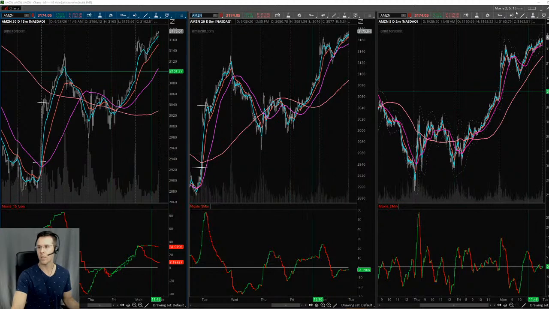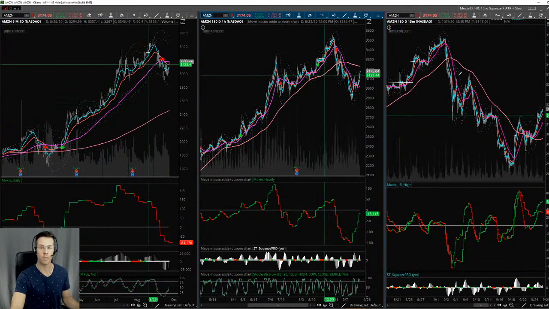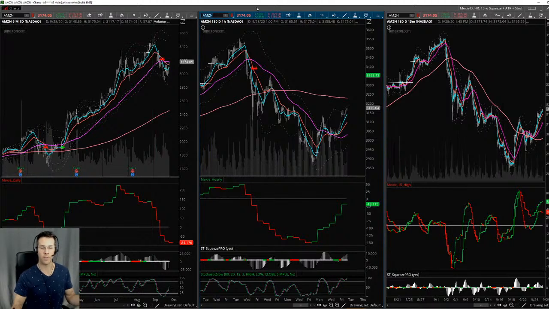So Sabrina, the Moxie indicator is a proprietary indicator that I developed, and it is a momentum-based indicator. It helps tell us some positive and negative divergences, and it tells us if energy is positive or negative.